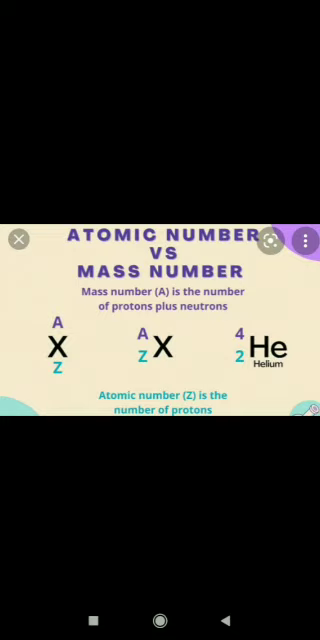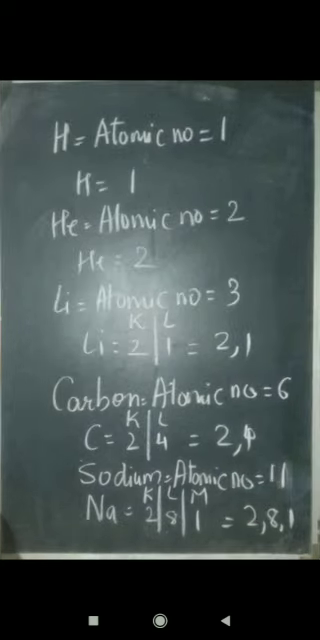Okay, understood everyone? Now let us check how to write or how to find out the electronic configuration of elements. Here I have started with the first element, that is hydrogen. Hydrogen has atomic number 1. So the number of electrons present in hydrogen is 1. While helium has atomic number 2. So the maximum capacity of K shell is 2. So helium is also having only 1 shell, with 2 electrons.